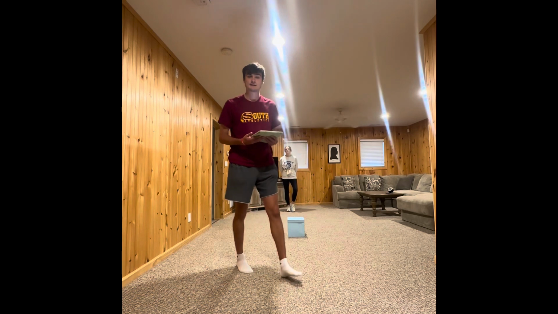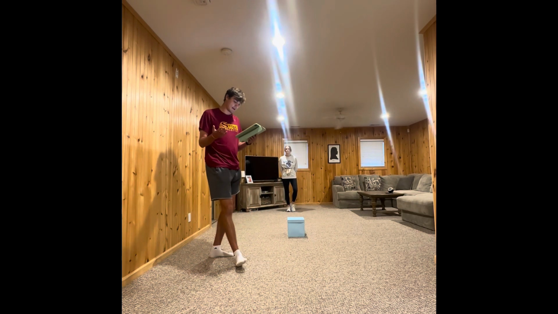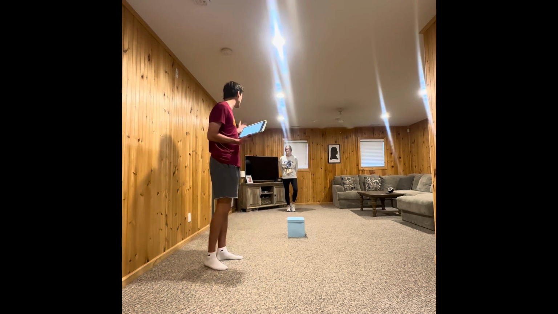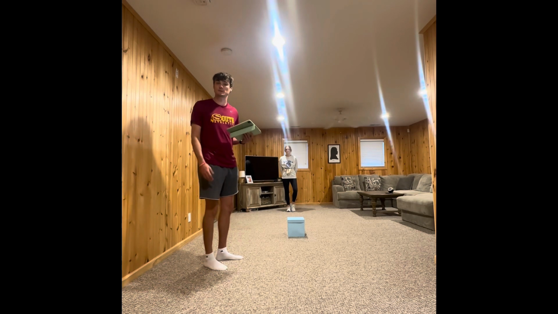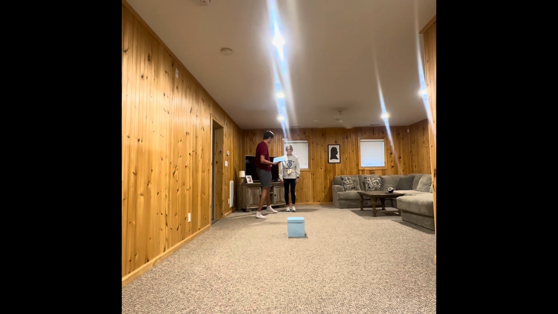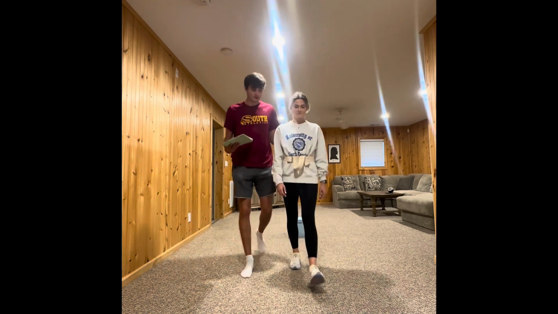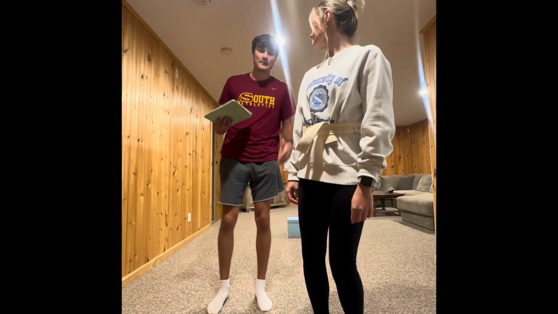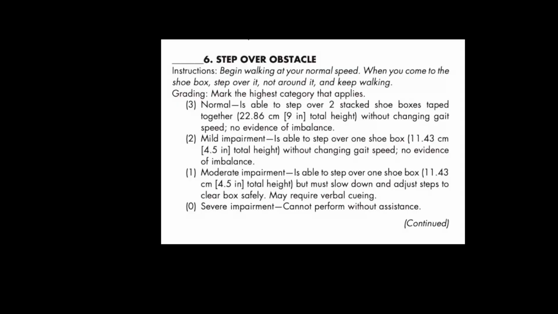Part 6 of the FGA is stepping over an obstacle. My instructions to Cameron will be, Cameron, you will begin walking at your normal speed. When you get to the box, I want you to step over it, not around it, and then continue walking at your normal speed. So we'll see how she does with that. So begin. Very good. Ideally, it's 2 stacked shoe boxes about 9 inches in height. We had to adjust here with that, but it's roughly around the same.